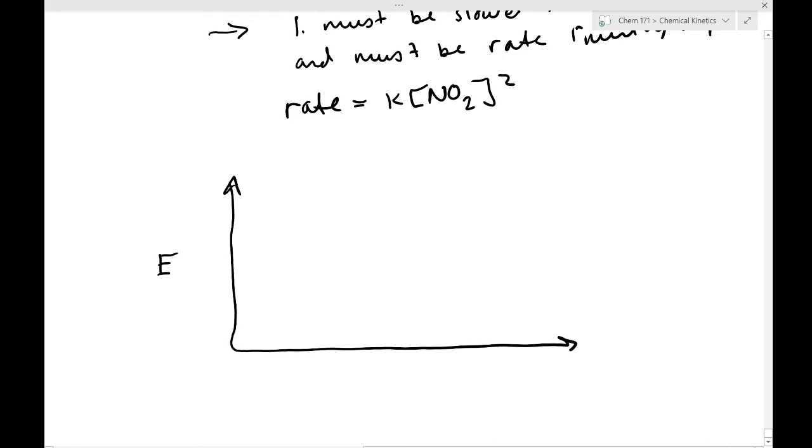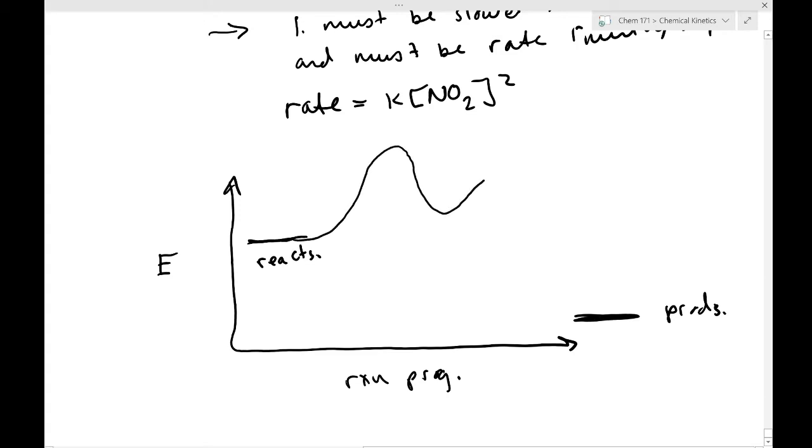So let's look at the energy versus the reaction progress. Same as we looked at before, we have the reactants on this side, and we have the products on this side. In this case, since we have two steps, we have actually two activation energy barriers that we need to overcome before we make it all the way back down to the products.